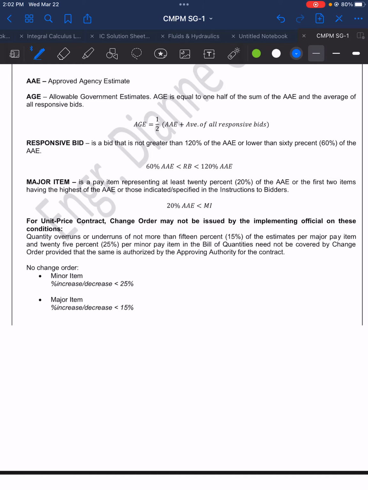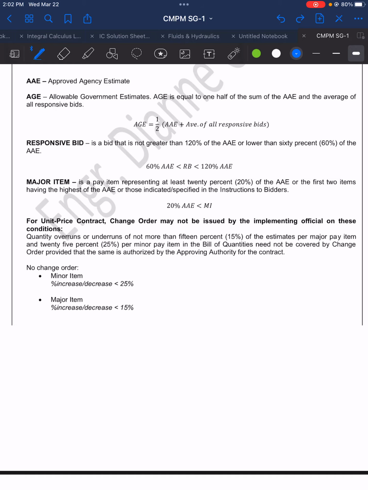AAE here. So AAE is the approved agency estimate. This is the estimate by the agency that has conducted the bidding. And we have here AGE, the allowable government estimates, and AGE is equal to 1/2 of the sum of the AAE and the average of all responsive bids. So given the formula, AGE is equal to 1/2 of the AAE, or the approved agency estimate, plus the average of all the responsive bids.